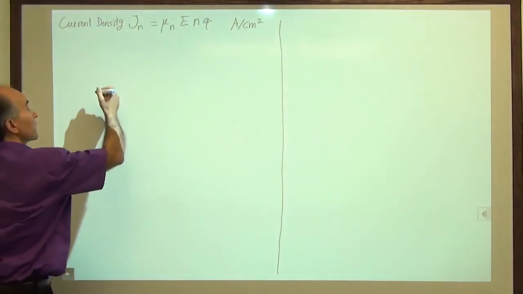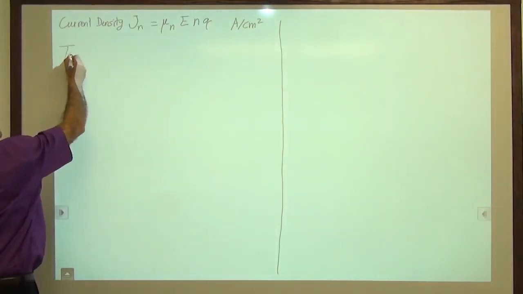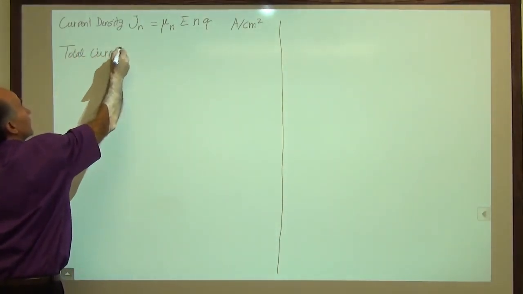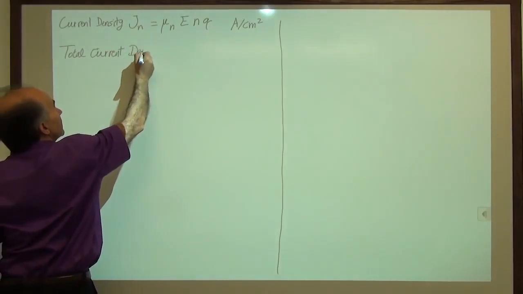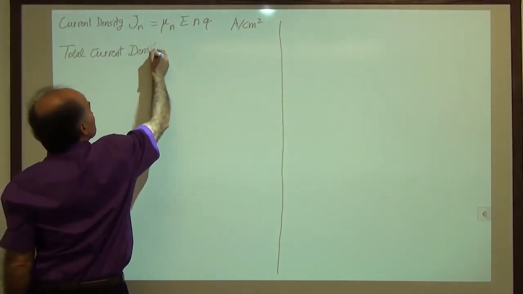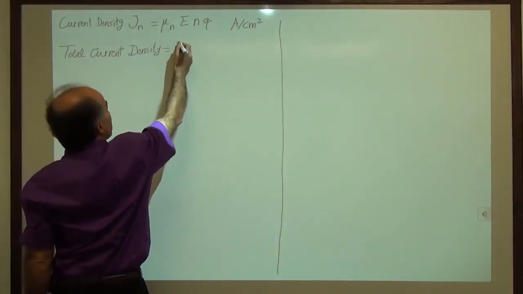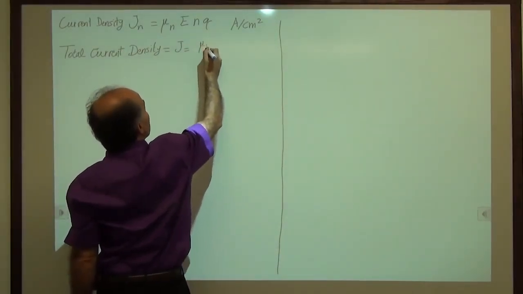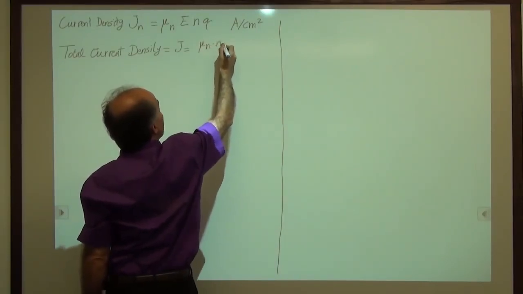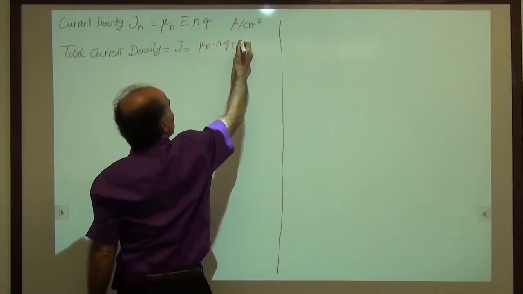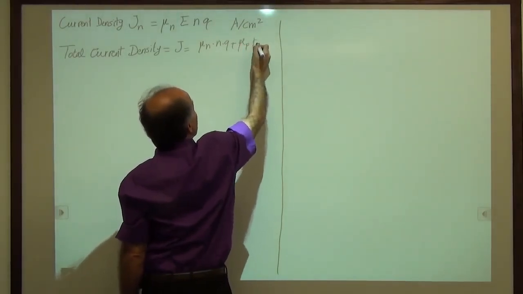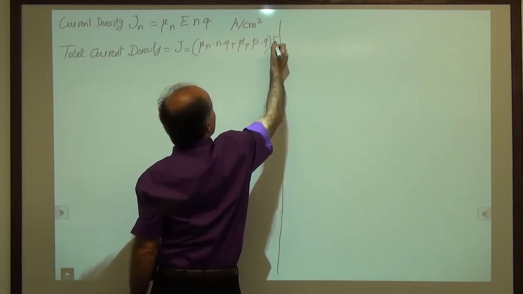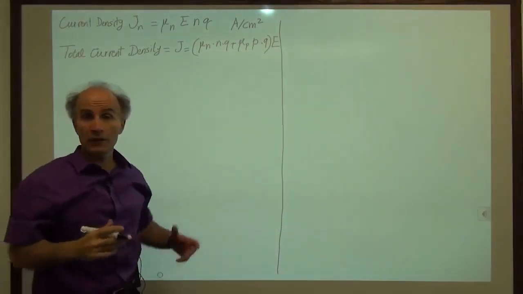So in general, this is what we will see. It's a total current density, which we just write as J, is equal to, we have mu n times Q plus mu P times Q, and then all of this multiplied by the electric field. So this is in general.